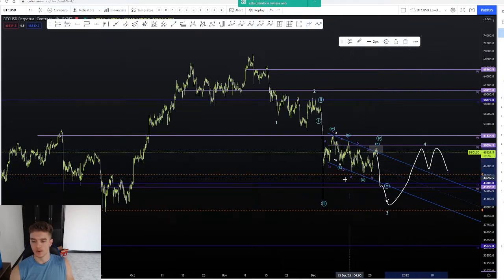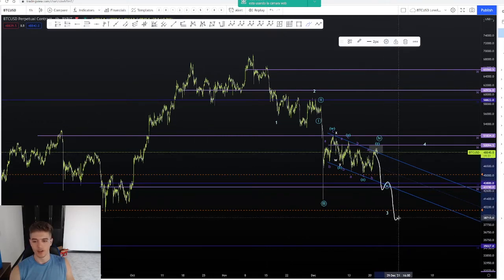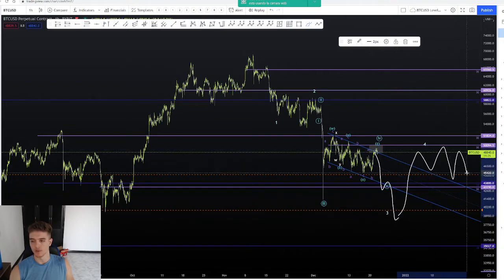So that's one option. The second option would be pretty similar. It would actually just be doing the same thing, but taking out this low right here below 39.5K. So the loss of this level, and then coming below these lows, taking out the stop losses, and then making its way back up to start that wave 4. So those are the price targets I'm going to be looking for in the short term.